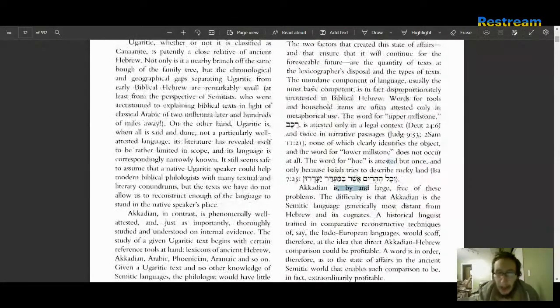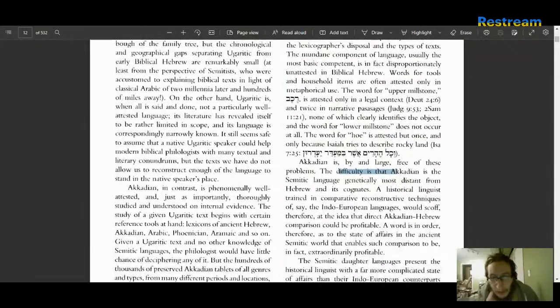Akkadian is by and large free of these problems. The difficulty is that Akkadian is the Semitic language genetically most distant from Hebrew and its cognates. The historical linguist trained in comparative reconstructive techniques of, say, the Indo-European languages would scoff, therefore, at the idea that direct Akkadian-Hebrew comparison could be profitable. Some explanation is in order, therefore, as to the state of affairs in the ancient Semitic world that enables such comparison to be, in fact, extraordinarily profitable.